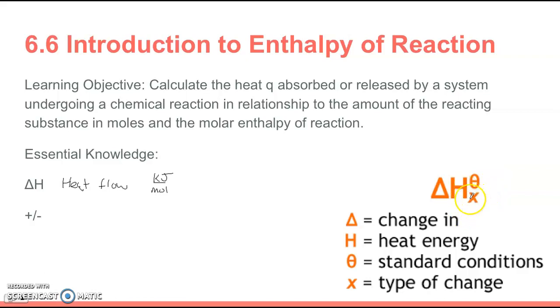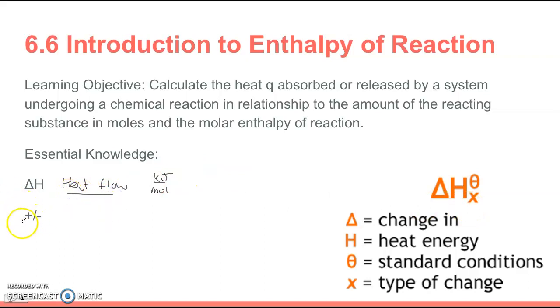Then a subscript right here will talk about the type of process that's taking place. It could be vaporization, combustion, but there are lots of different types of delta H, and the different types of processes that take place are denoted by that subscript. But if you see delta H, it's talking about heat flow.